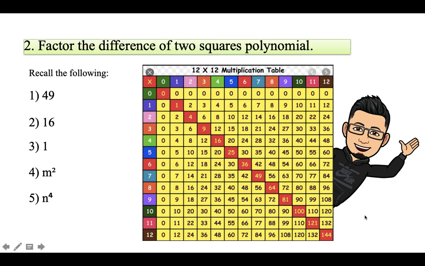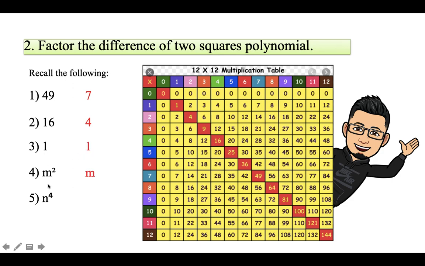Okay. In factoring the difference of two squares, it is a must also to recall the following skills: finding the square root of a number. So what is the square root of 49? 7, because 7 times 7 is 49. The square root of 16 is 4, because 4 times 4 is 16. The square root of 1 is 1, because 1 times 1 is 1.